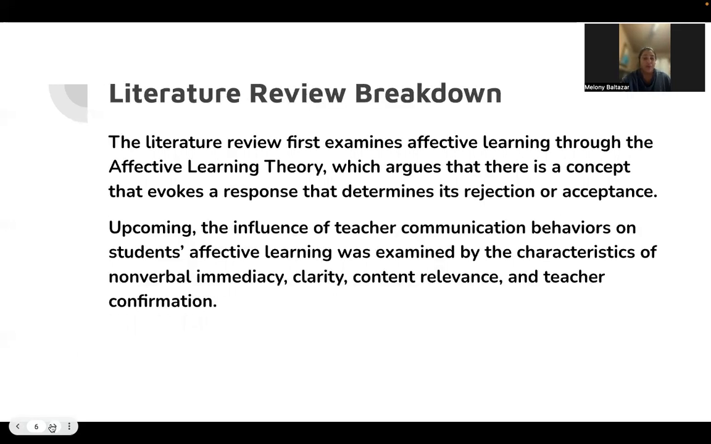The literature review breakdown. The literature review first examines effective learning through the effective learning theory, which argues that there is a concept that evokes a response that determines its rejection or acceptance. Upcoming, the influence of teacher communication behavior on students' effective learning was examined by the characteristics of nonverbal immediacy, clarity, content relevance, and teacher confirmation.